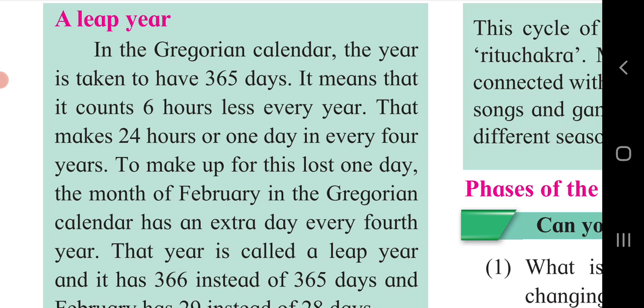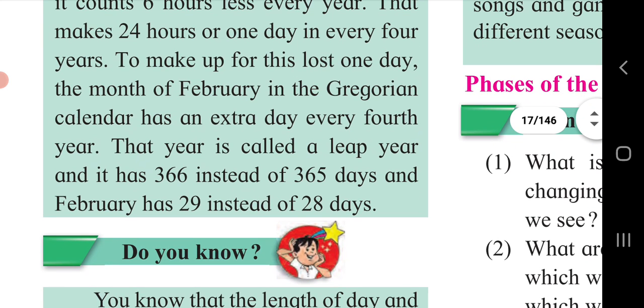Let's see what a leap year is. In the Gregorian calendar, the year is taken to have 365 days. It means that it counts 6 hours less every year. That makes 24 hours or 1 day in every 4 years. To make up for this lost 1 day, the month of February in the Gregorian calendar has an extra day every 4th year. That year is called a leap year and it has 366 instead of 365 days.